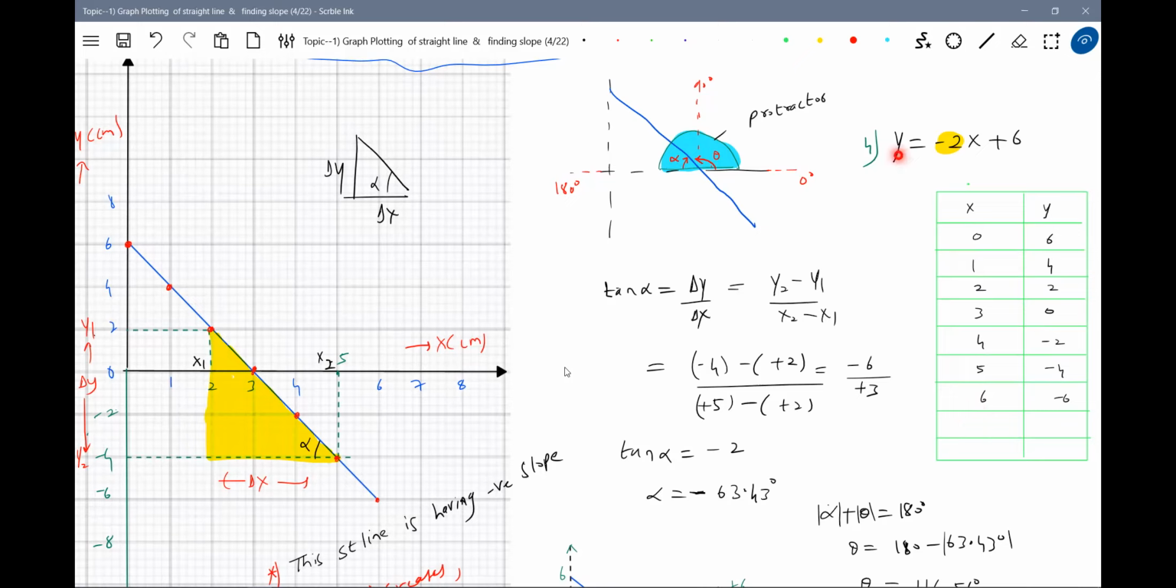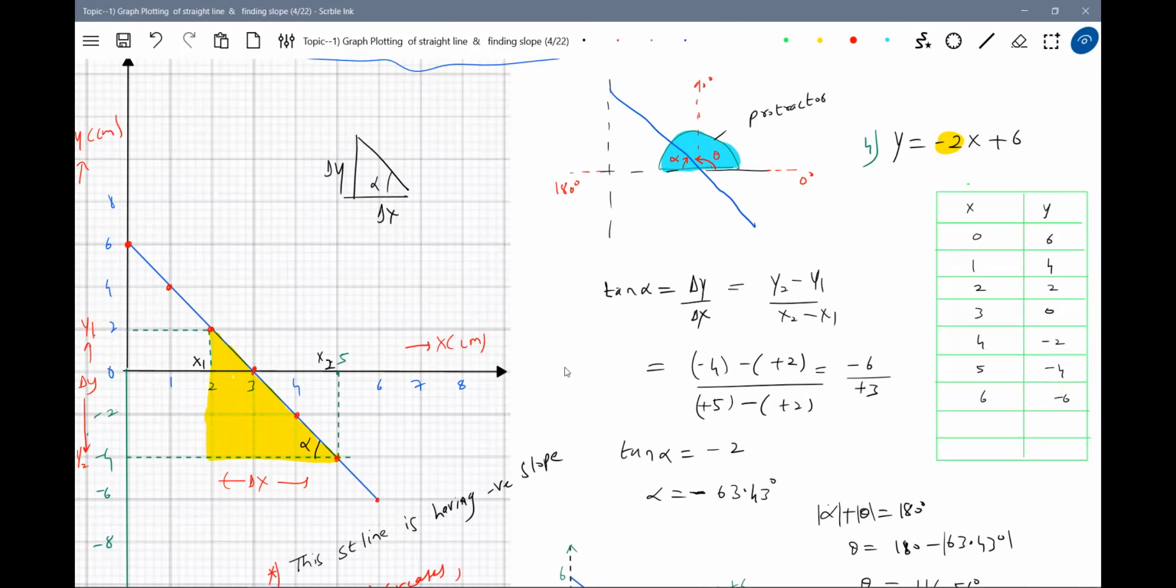Put x equals 0, y will be 6. Put x equal to 1, y will be 4. Put x equal to 2, y will be 2. Put x equal to 3, y will be 0. Put x equal to 4, y will be minus 2. Put x equal to 5, minus 4. Put x equal to 6, it will be minus 6. These are the corresponding values of y.